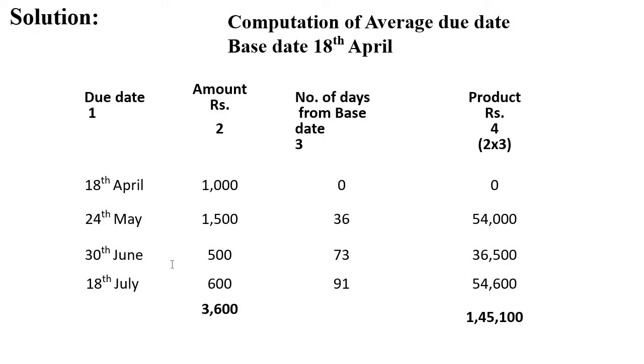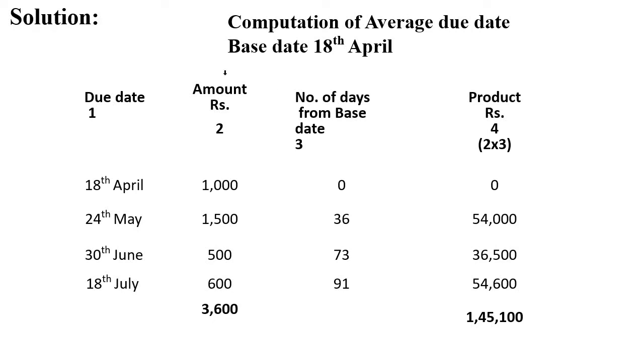Then next we have to find out the number of days for 18th July. 18th April is the base date. From 18th April till 18th July, we have to find out the number of days. Already till 30th June, there are 73 days. To 73 days, we have to add 18 days in the month of July. So the number of days is 91.